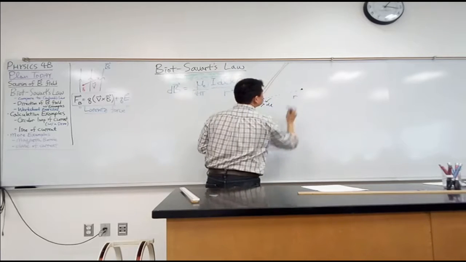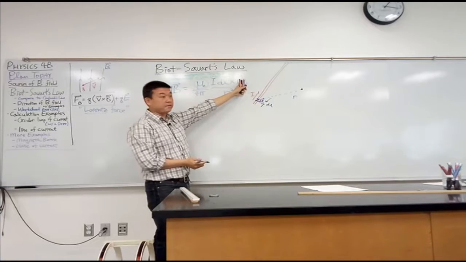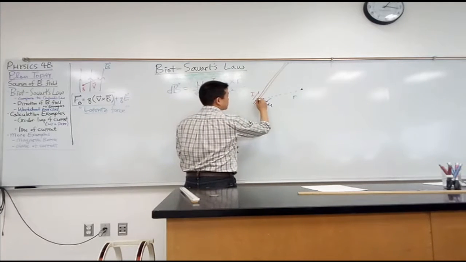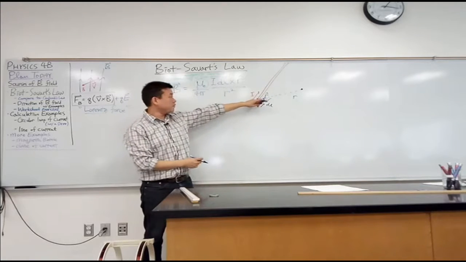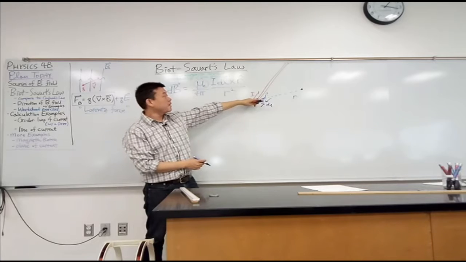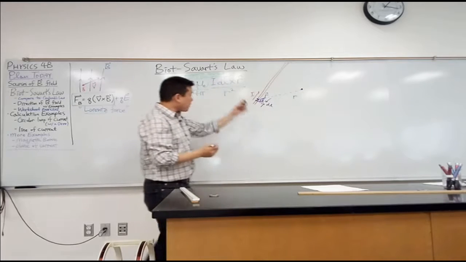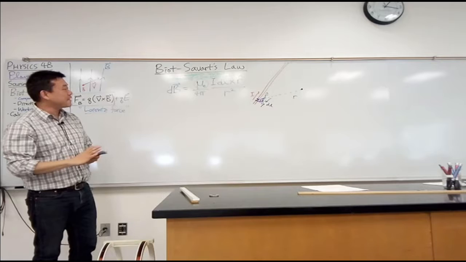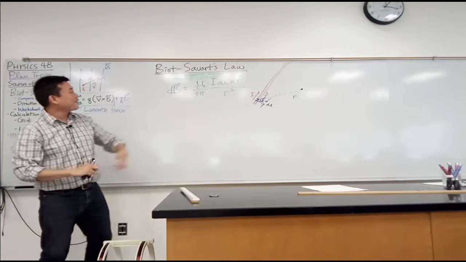So this is r. And in fact, r hat is defined using this same geometric relationship. R hat is this. This is r hat. It's the unit vector pointing from the segment of wire towards the point where you are trying to calculate the magnetic field. Okay?